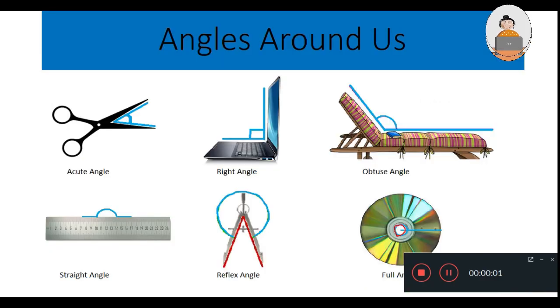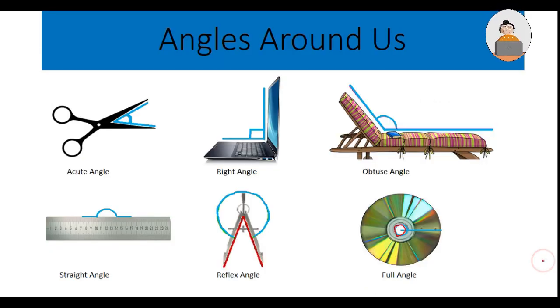So friends, to make it easier for you to learn about angles, I have given some daily life examples which you will see around you. First is the acute angle. As I have shown in the example of a scissor, the angle formed between the two blades of the scissor will be an acute angle. Next is the example of a right angle. There is a laptop, and the angle formed between the screen and the keypad will be 90 degrees.